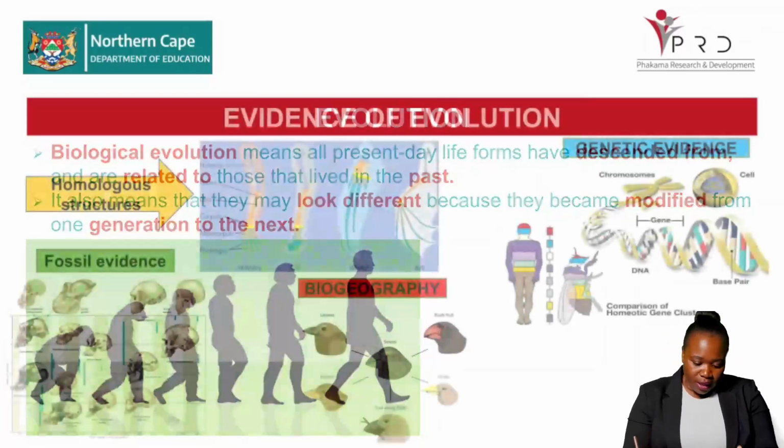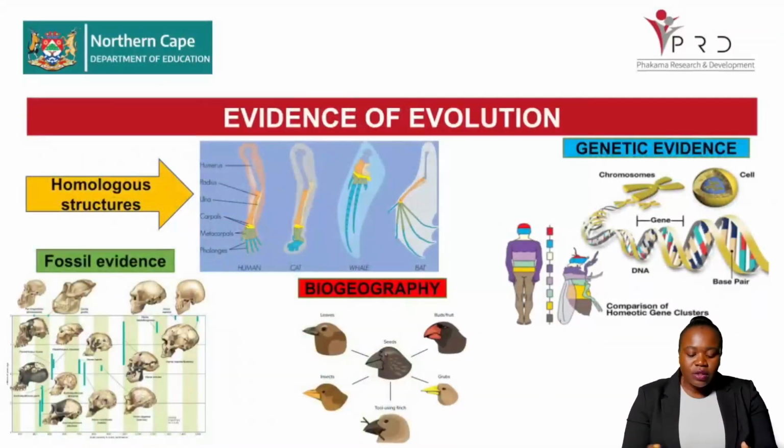Right. Okay. So from here, we will then look at the evidence of evolution. Here we will be looking at some of the pieces of evidence that actually show us or prove to us that we have descended from those that lived in the past, and also that we are related. So we have 4 ways of showing this evidence.